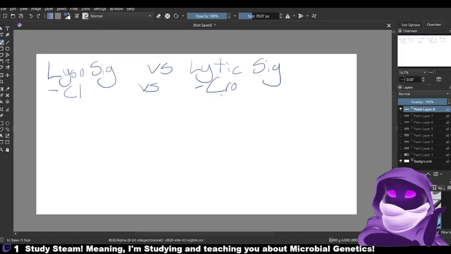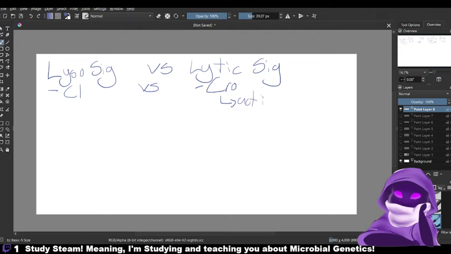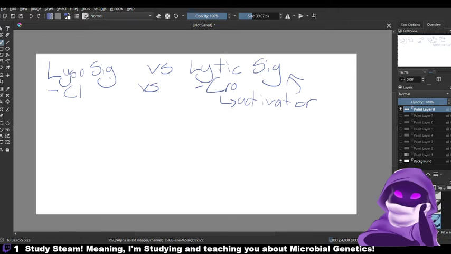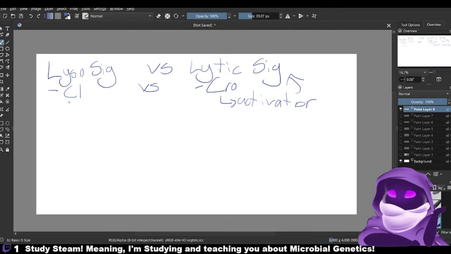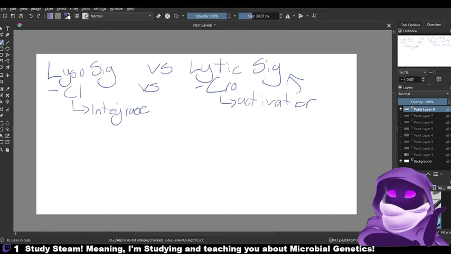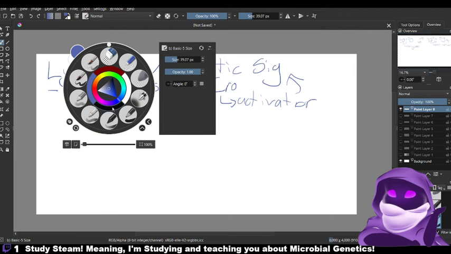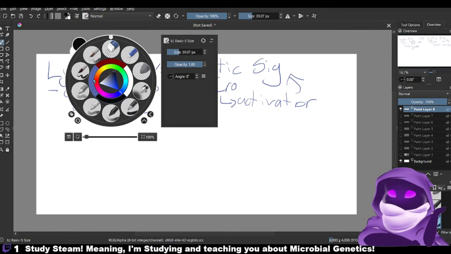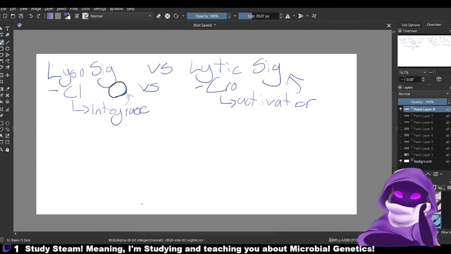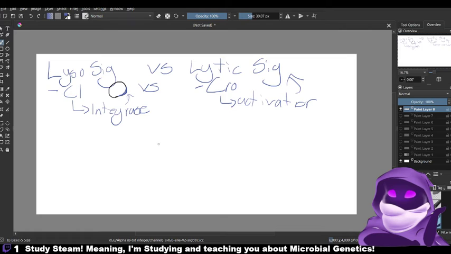And that is because this is the activator of lysogenic genes. And for CI, this is an activator for an integrase. Integrase is the thing that is actually going to take the piece of viral DNA and insert it into the host genome. So the thing that actually makes it do that, the integration, is the integrase. That's what we do here. And that's very nice. And the host factors are going to dictate the tug of war.